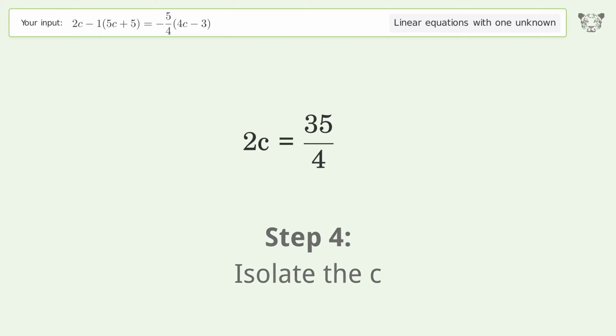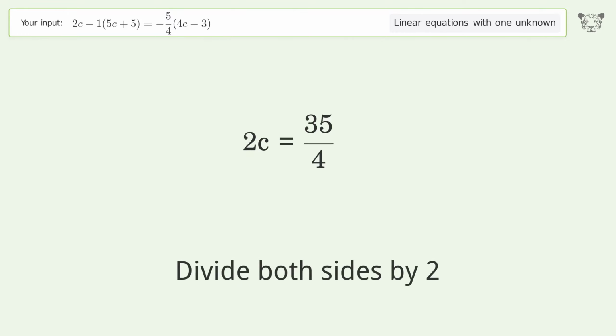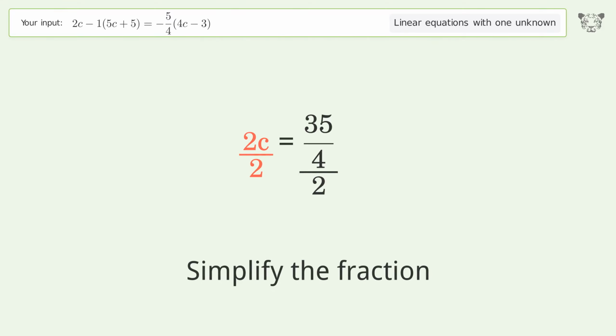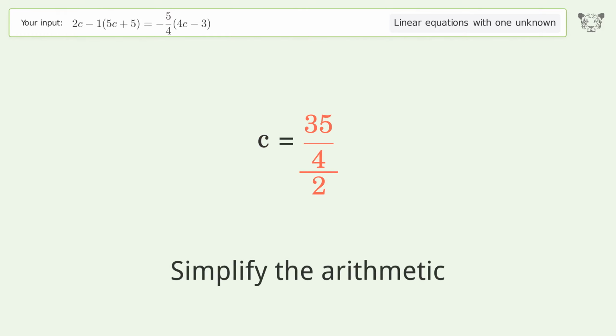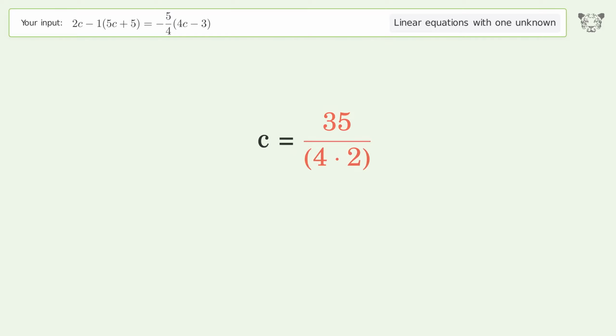Isolate the c. Divide both sides by 2. Simplify the fraction. Simplify the arithmetic. And so the final result is c equals 35/8.